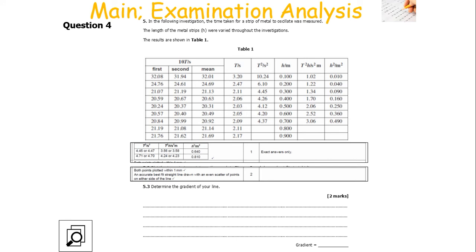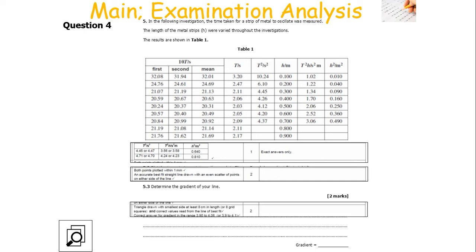Like we mentioned before, both points are plotted within 1 millimeter. An accurate best fit straight line is drawn with an even scatter of points on either side. Determine your gradient. Like we mentioned before, a gradient triangle is drawn with sides of at least 8 centimeters, and correct values are read from the line of best fit. You then give an answer for your gradient. In this example, it's between 3.90 and 4.06.